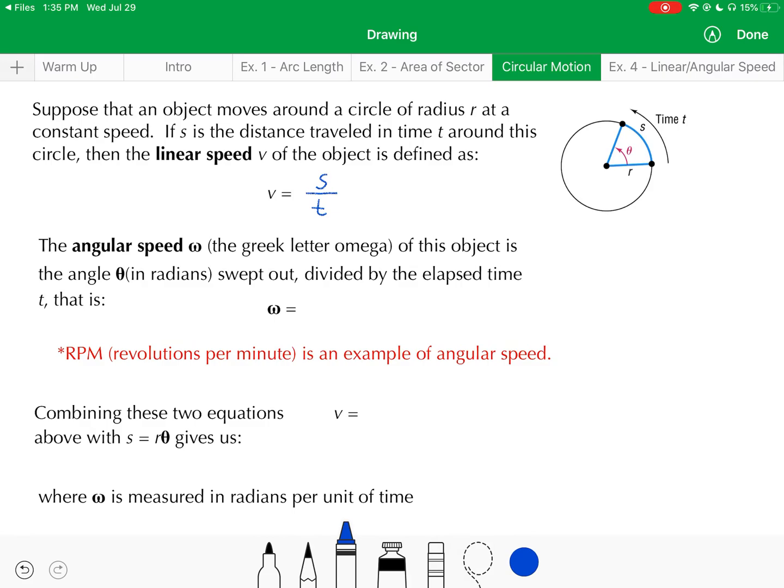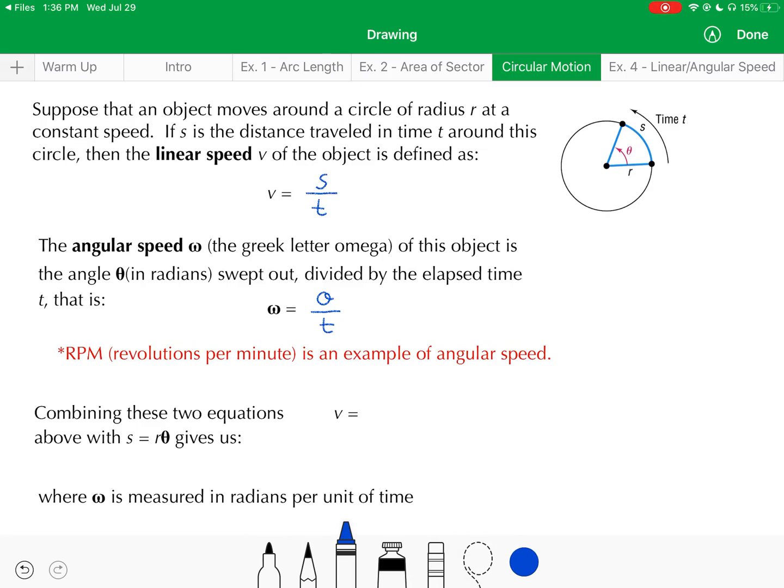Okay. Now, this object also has an angular speed associated with it, which we're going to represent with the Greek letter omega. Omega just kind of looks like a W. And the angular speed is going to be the angle theta in radians that's swept out divided by the elapsed time that it takes to create that angle. So that means that angular speed omega can be found by taking our angle, dividing it by the time it takes to create that angle. Revolutions per minute is an example of angular speed.